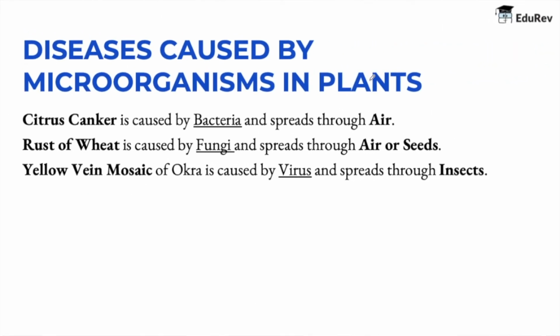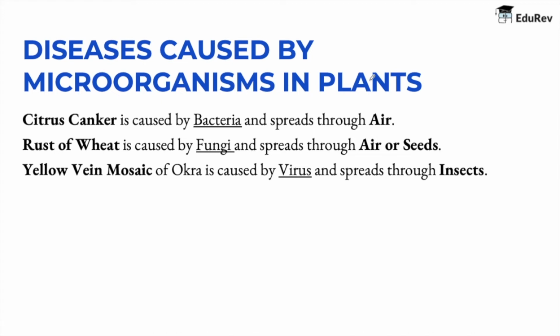On the other hand, there are diseases that are caused by microorganisms in plants. Microorganisms can cause diseases in plants and reduce the crop yield. The plants can be protected by using chemicals that kill these microbes.